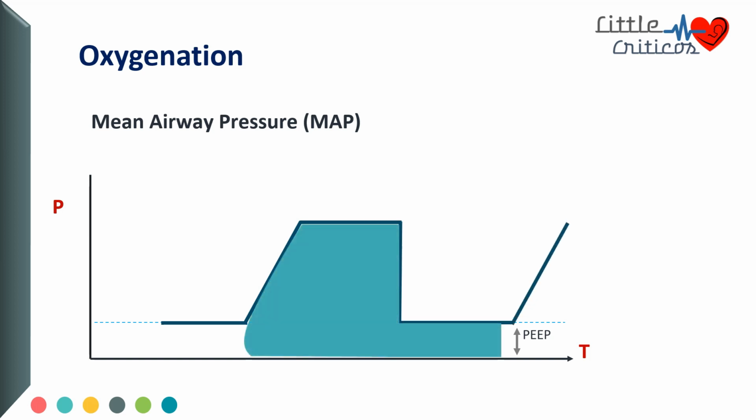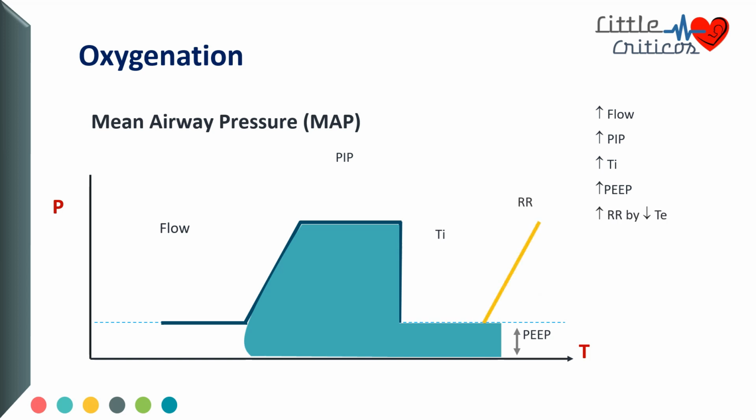The area under the scalar contributes to the mean airway pressure. Thus, there are several ways by which mean airway pressure can be increased to increase the oxygenation. This can be through increase in flow to a square wave pattern, or an increase in peak inspiratory pressure, or through an increase in inspiratory time, or through an increase in positive end expiratory pressure. An increase in respiratory rate can also contribute to increase in mean airway pressure by altering the IE ratio.